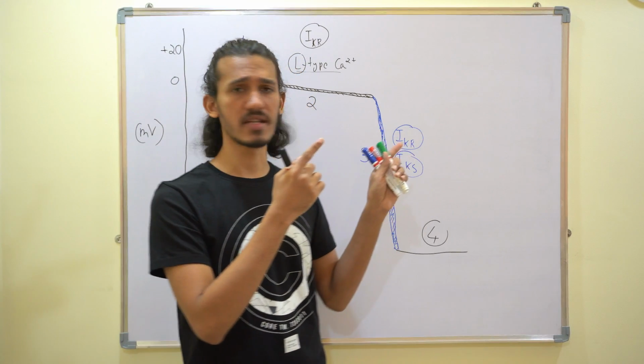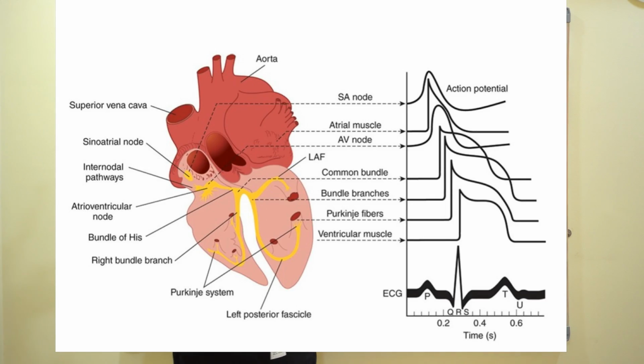So just take a look at this diagram from Ganong, right? So what you see here are the various potentials that are there, right? So there is the SA node, there is the AV node, right? There are the atria, ventricle, right? And all other conducting tissues are also there, right? So if you look at the SA node, corresponding to that, you can see a pacemaker potential over there, right? You look at the AV node, again you can see a pacemaker potential over there.